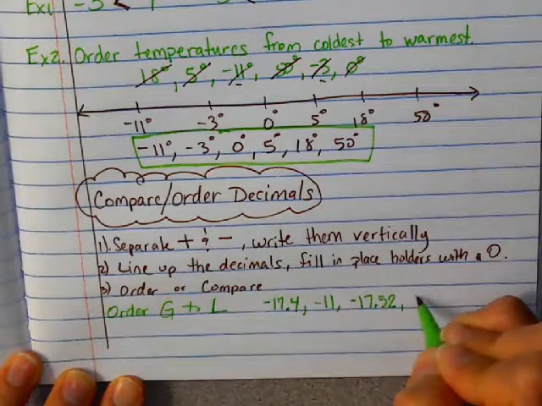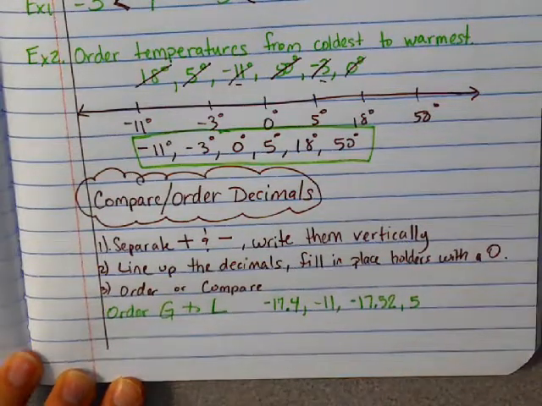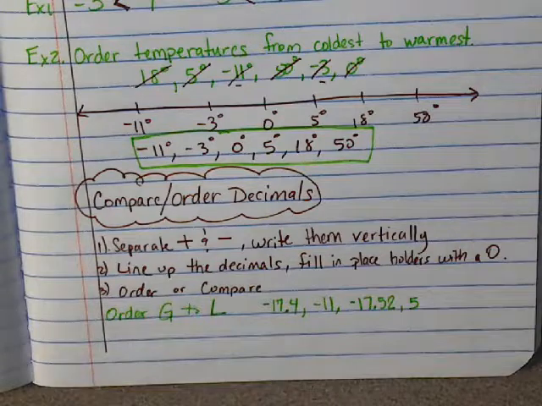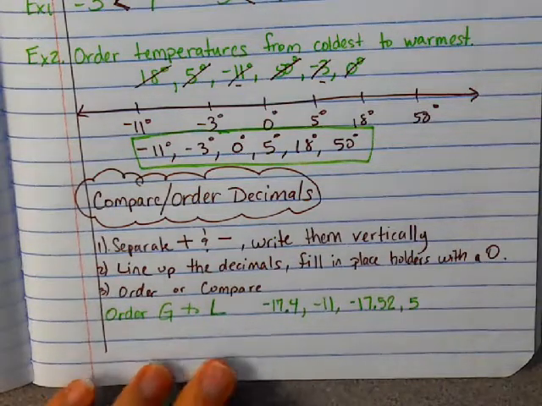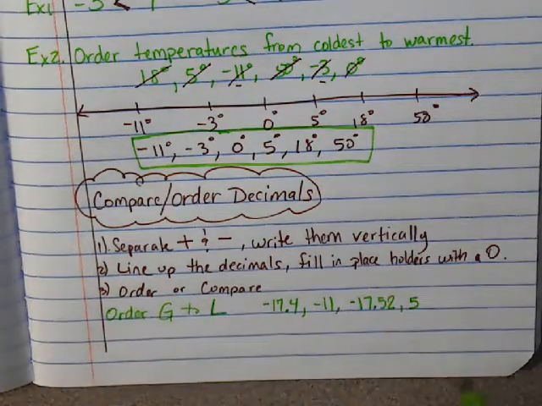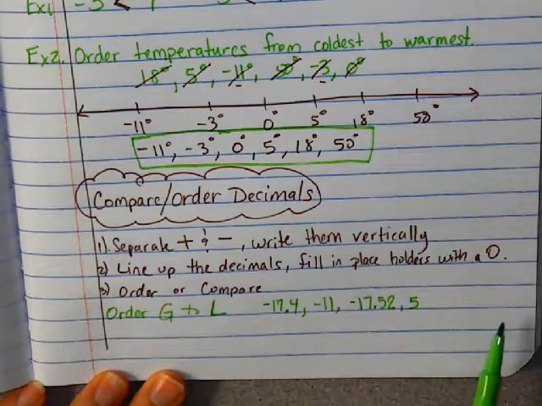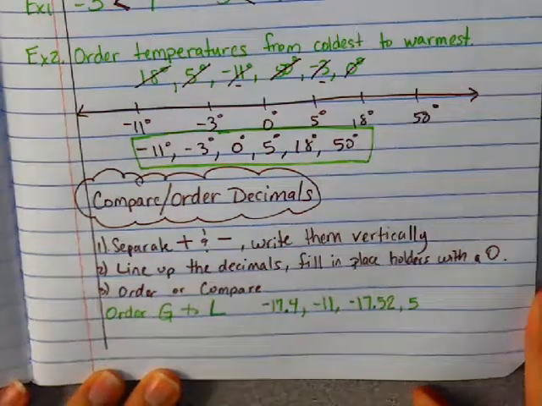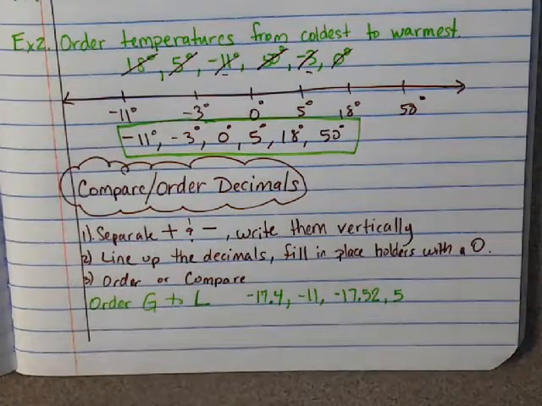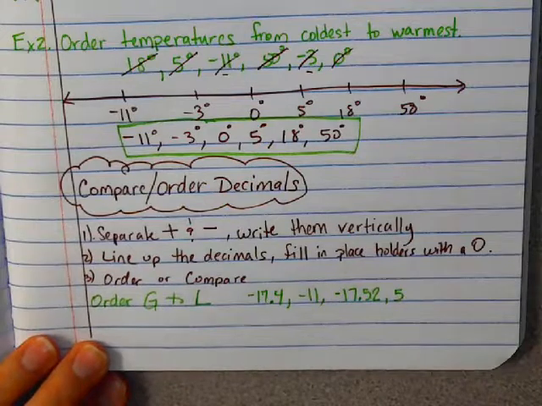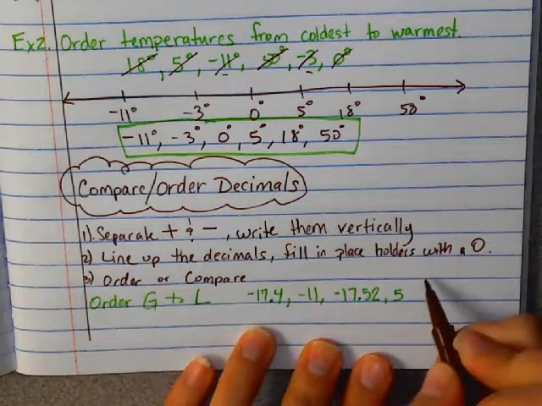and then 5. Okay. So first we're going to separate the positives and negatives. So here, and they're already separated. I didn't even realize I did that. So here's my negatives. They're already separated. There's my negatives, and here's my one positive, right? And then we're going to line them up. We're going to write them vertically. We're going to line up the decimals and then fill in the placeholders.